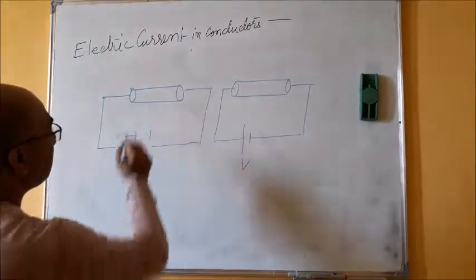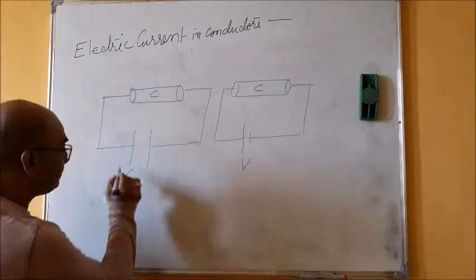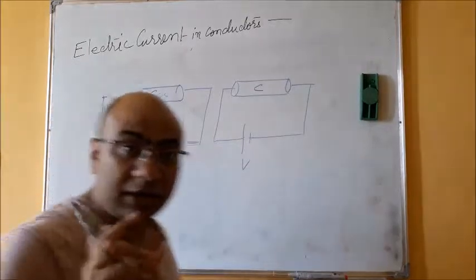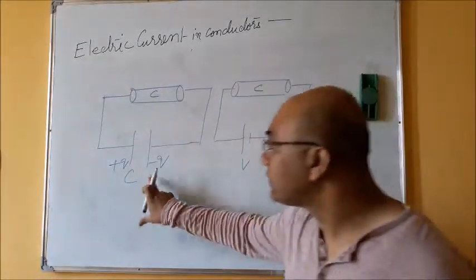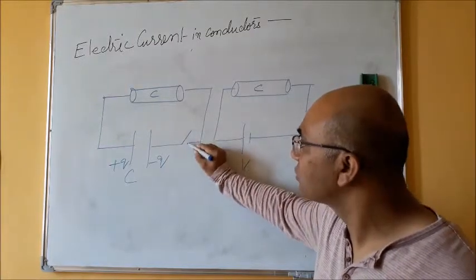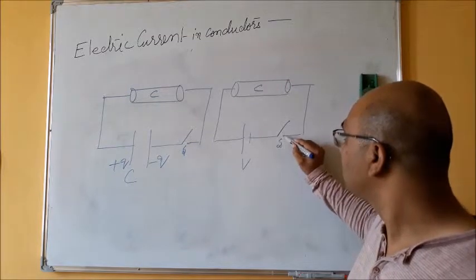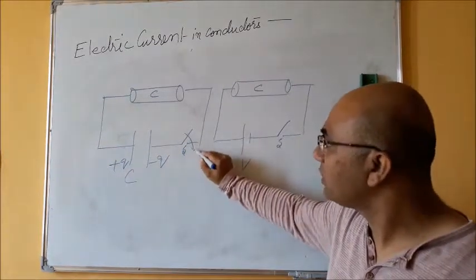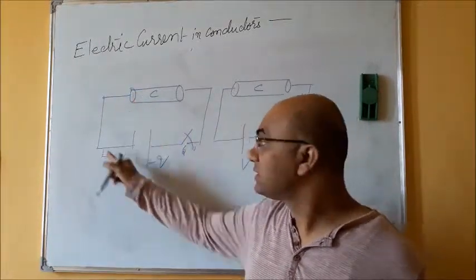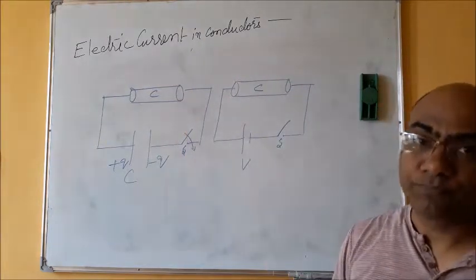Okay, both are conductors. So in the first case, the capacitor has a fixed value of charge, and once the circuit is complete, suppose I am saying here a switch S. So what will happen when I switch on the circuit? These charge particles will start to flow, and since they flow, the current will start to flow.